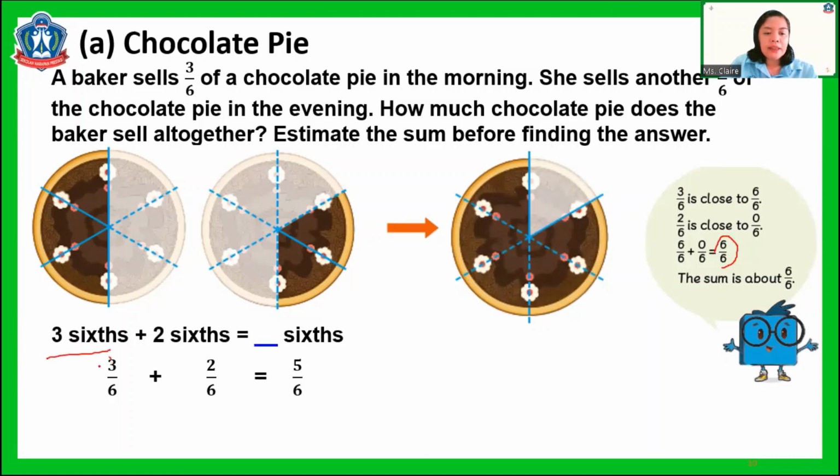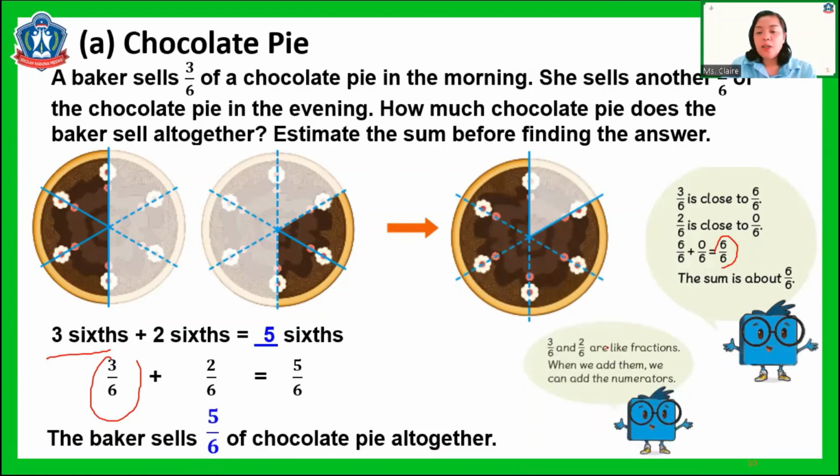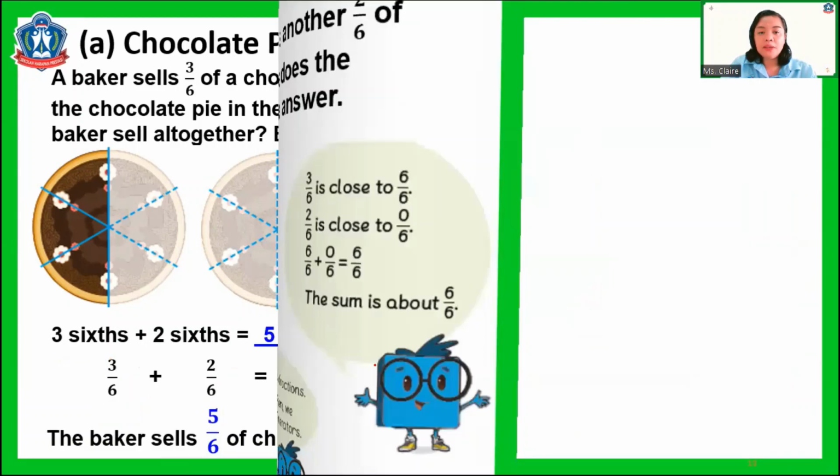So this is 3/6 plus 2/6. So the answer is 5/6. So the total chocolate pie the baker sells altogether is 5/6. Okay, so 3/6 and 2/6, children, these two fractions are what we call like fractions. What are like fractions? Like fractions are fractions having the same denominators. We will just simply add the numerators and we will copy the common denominator. So 3 plus 2 is 5. We copy the common denominator. So it's easy to add if the fractions have the same denominators.